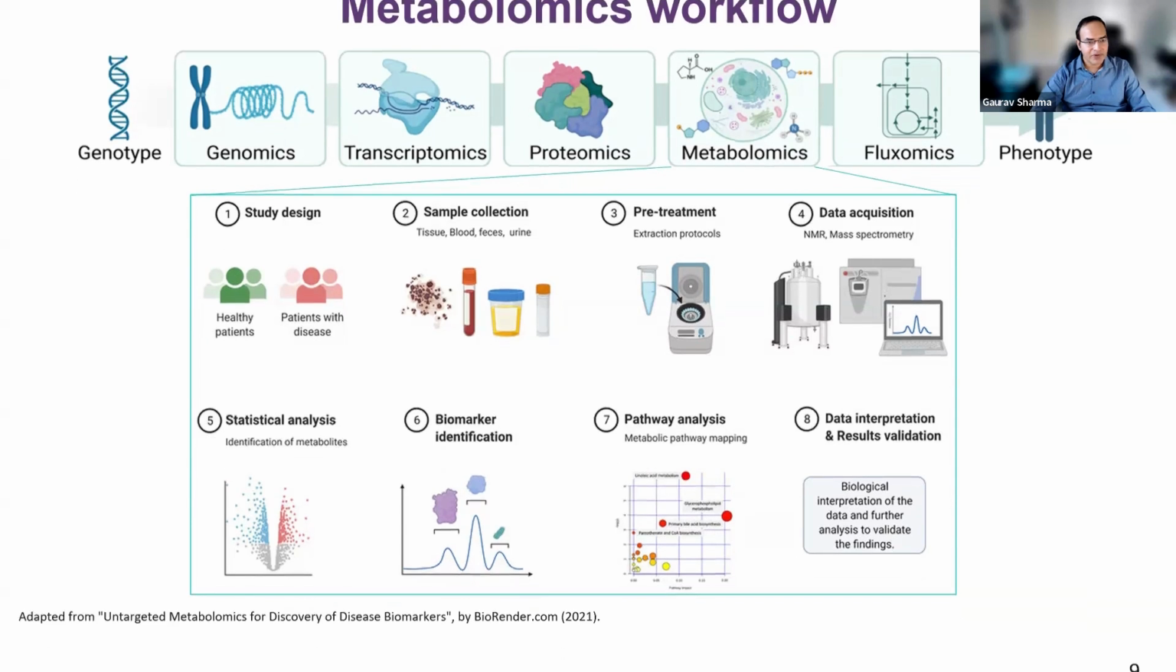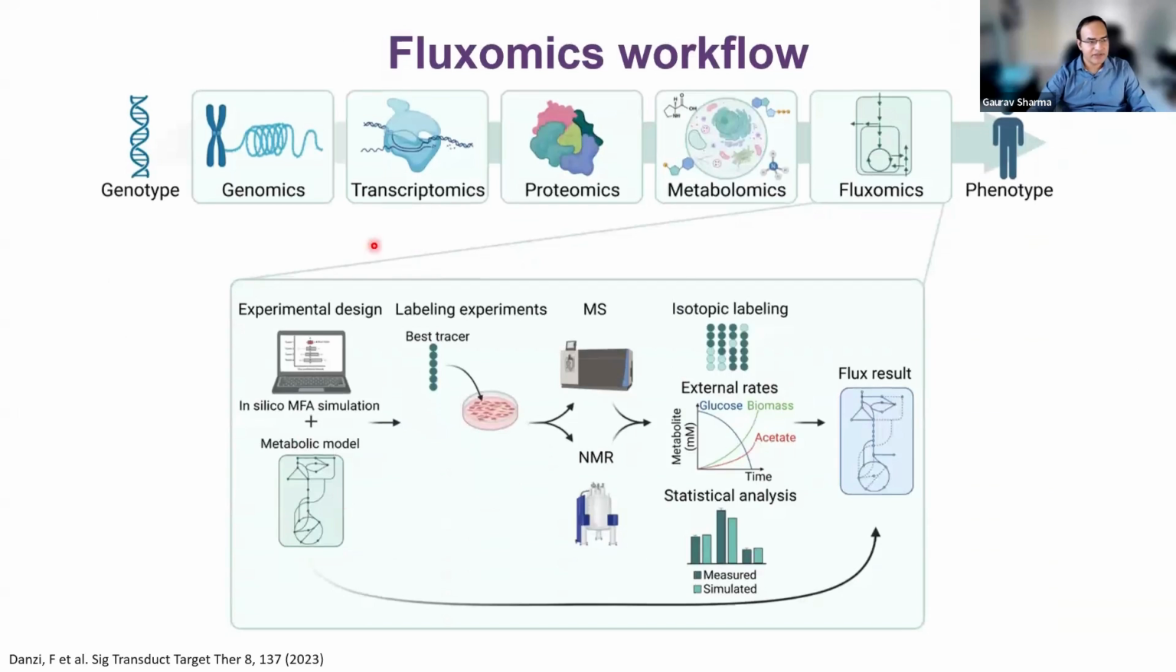If we talk about fluxomics, it's exactly the same, next to metabolomics, but it provides a more dynamic view of the metabolism. We do the experimental design and we label with a stable isotope tracer, for example carbon-13, which is a very common stable isotope. We know that carbon is the backbone of life, so pretty much carbon is labeled in most of the important metabolites out there.